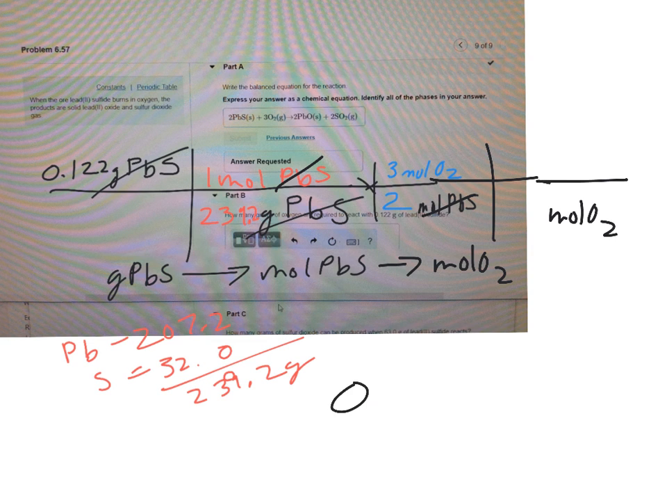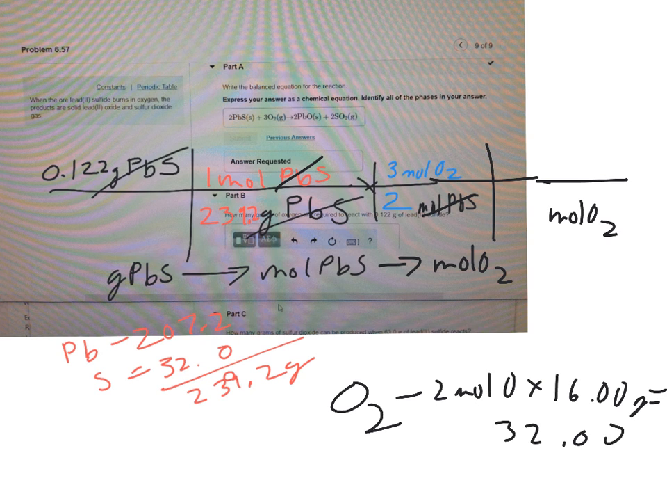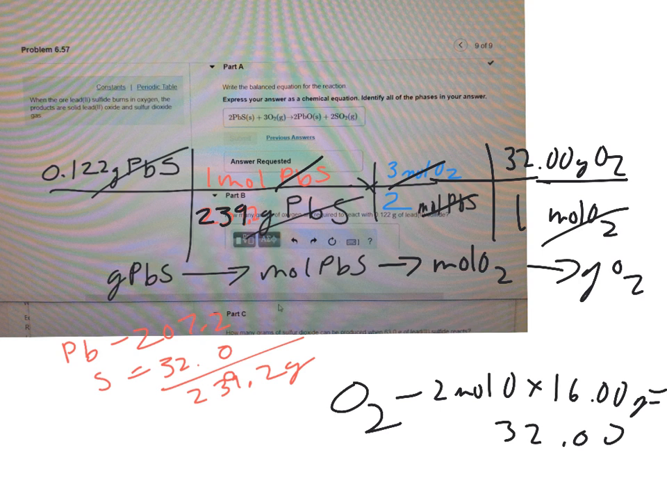Now, molecular oxygen, O2, contains 2 moles of atomic oxygen, each of which have a mass of 16 grams. So 2 times 16 is 32. So 1 mole of oxygen has a mass of 32 grams. So I'm going to have grams of oxygen, which is what I'm looking for. So I'm going to multiply everything on top, divide by everything on the bottom.